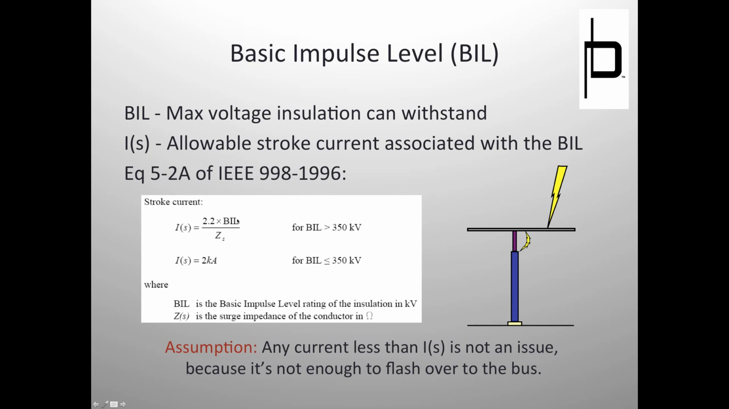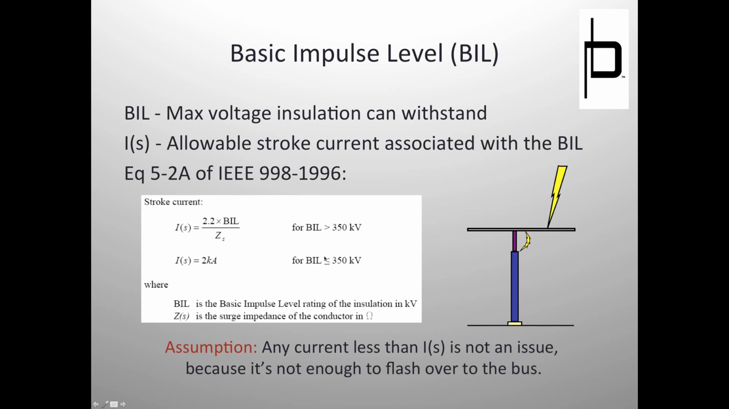So you would plug in 900 or whatever your BIL is here, and then whatever your surge impedance based on your conductor height and your radius in here, and it would come up with a stroke current to use. Now that stroke current would be the stroke current that just causes flashover of your insulator. Any current less than that, we're not worried about, because your insulator will absorb it or whatever. It won't cause flashover. So any current less than that, we're not worried about.